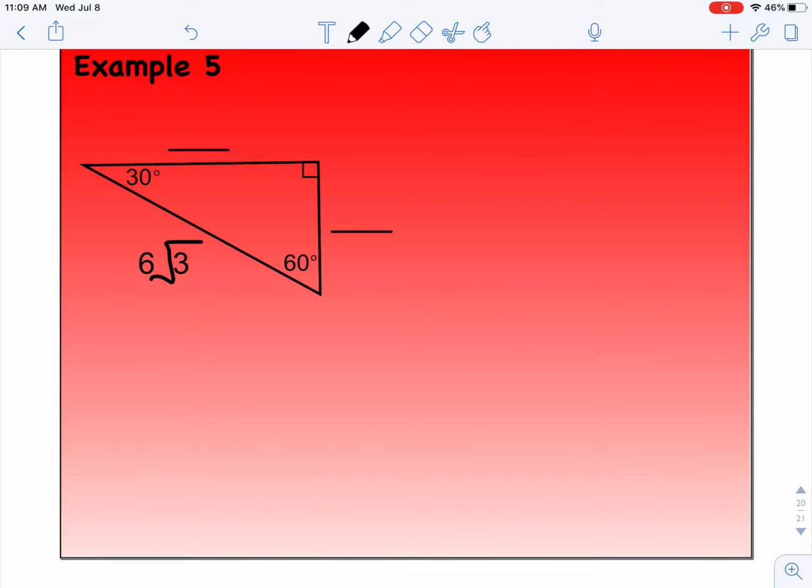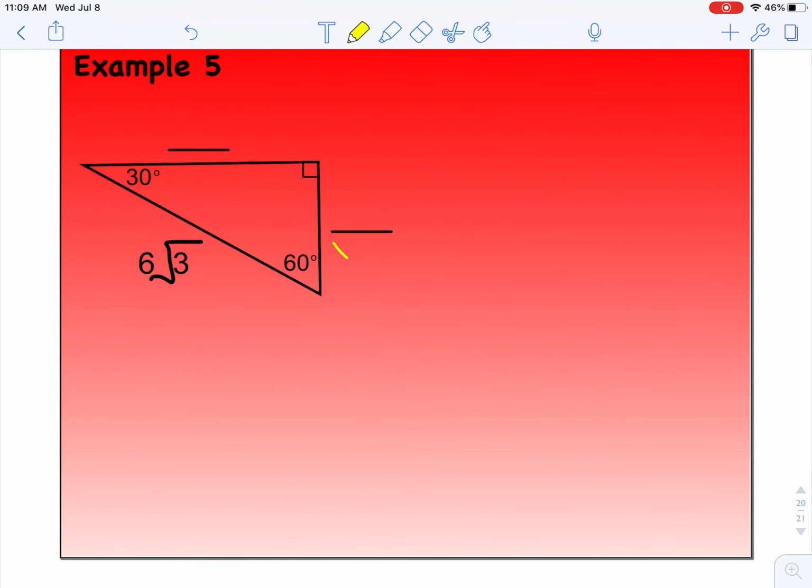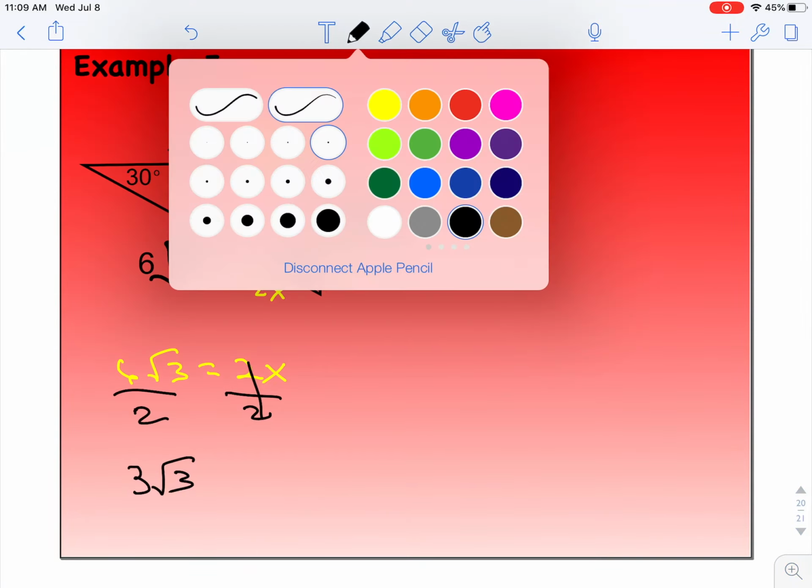Okay, now this time we're given the hypotenuse, and it's a radical. So again, going back to those relationships, shorter leg is x, hypotenuse is 2x, longer leg is x root 3. So I know that 6 square root of 3 is equal to 2 times x. So if I solve this for x, and again, you could do this intuitively, I'm going to divide by 2, and what that's going to give me is 3 square root of 3. So 3 square root of 3 is my x.